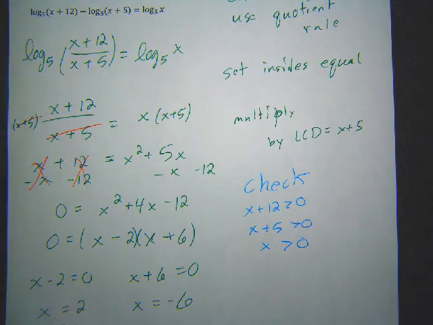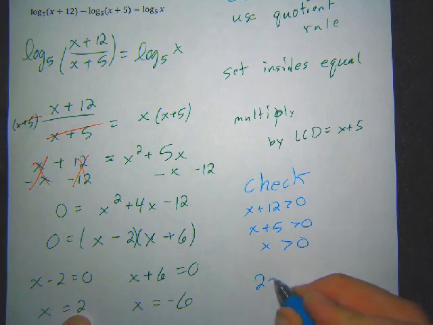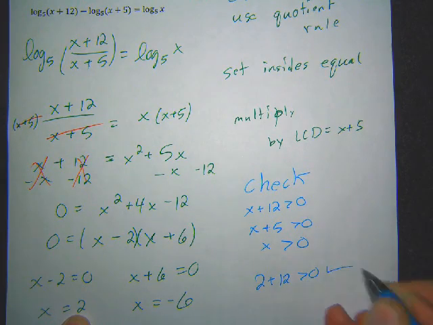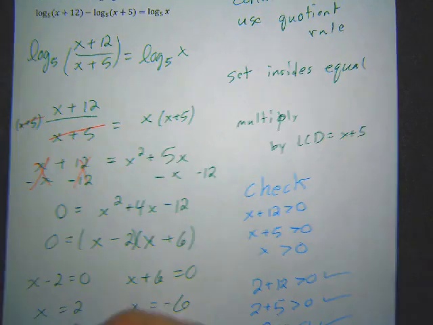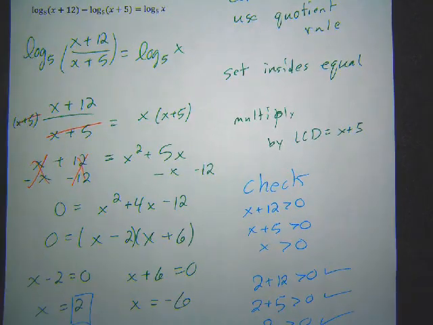So first, if I put 2 in here, it'll check out, right? 2 plus 12, that's 14. That's bigger than 0, checks out. 2 plus 5, that's 7. It's bigger than 0, so it checks out. 2 is bigger than 0. That checks out. So this one is a valid answer. It's great. Now we've got to check the other one.